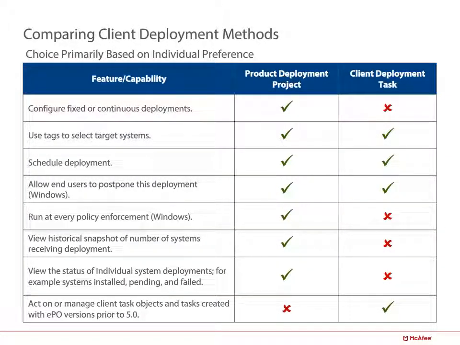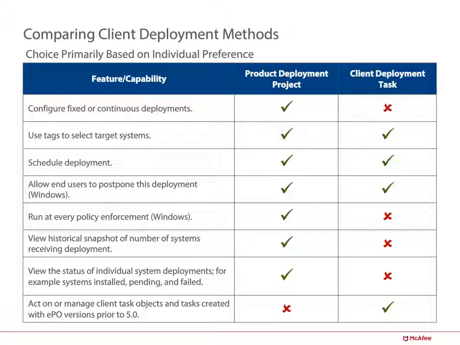In this table, we give you the options that you have if you selected the product deployment project versus the client deployment task. For the client product deployment project, you have the ability to configure a fixed or continuous deployment. What we mean by fixed is this deployment will happen only that one time and for that one schedule. The continuous means that the task never expires, so that if you created the task and you set the schedule for it to run immediately, if I had any new computers that showed up in EPO and they received the conditions that define that task should happen for them, then they will run that particular task because it never expired.